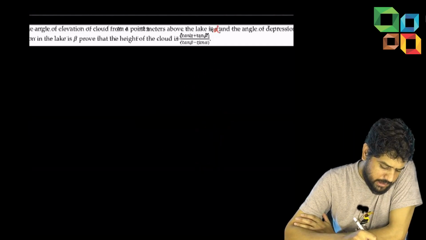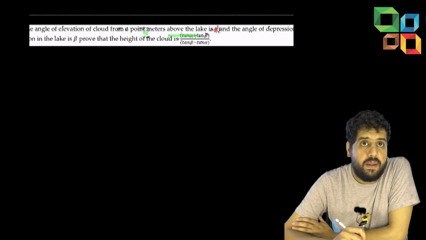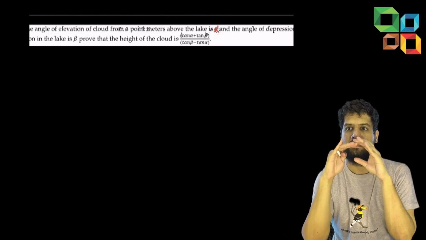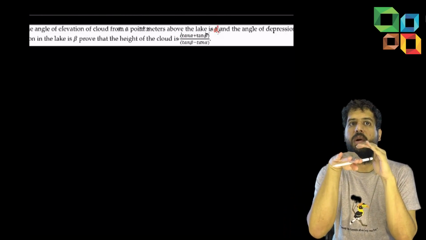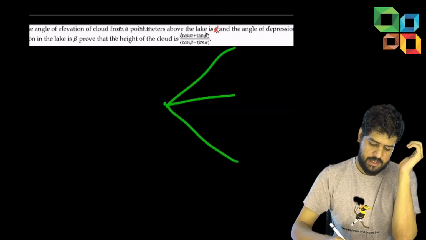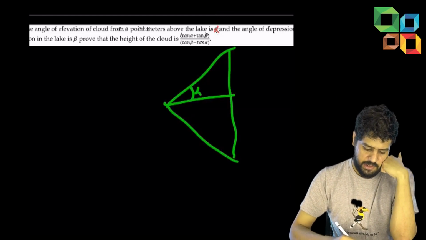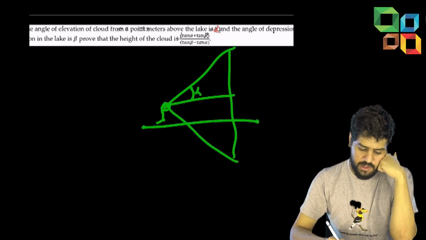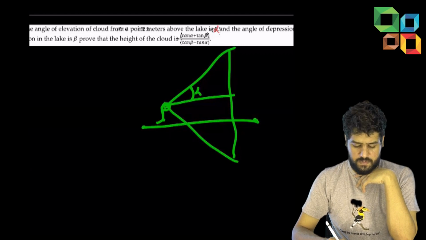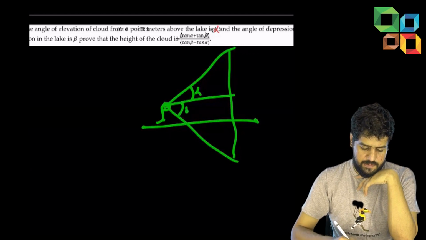But it seems that the point is some distance above the lake. So when you stand probably 2 meters above the lake, there's some angle alpha, and some other angle beta on the reflection. This is you standing from the ground level. This angle alpha, this angle beta.